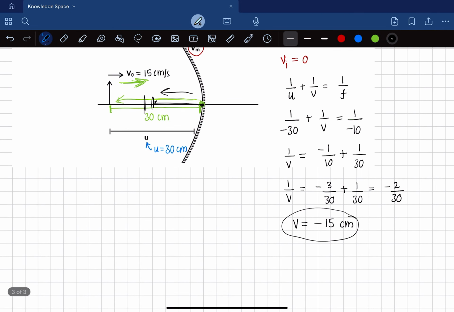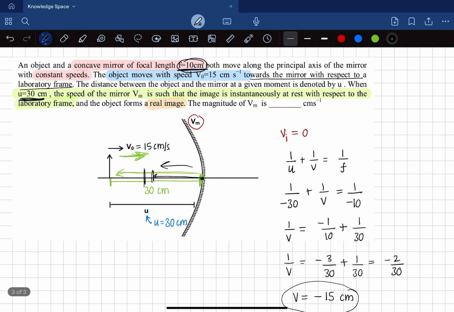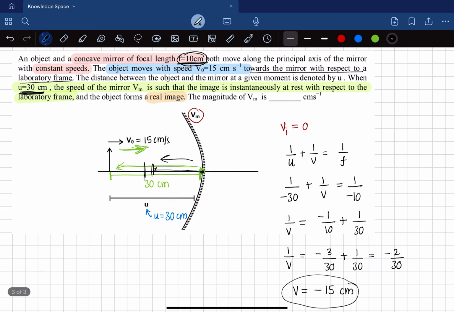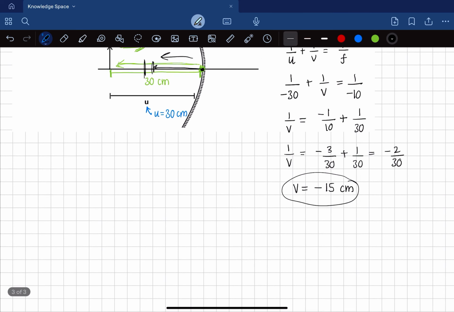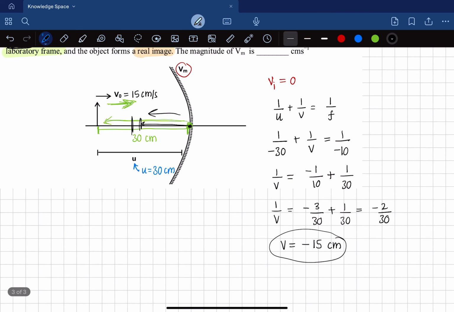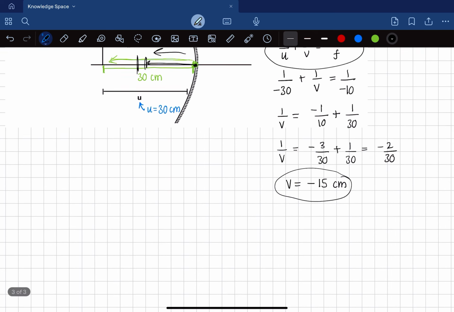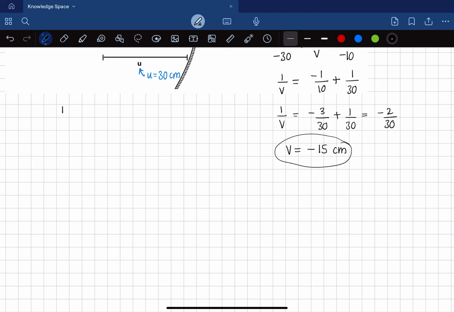Okay, so now what we're going to do is we need to find the velocity of the mirror, right? So using the same thing that we have here, I'm going to rewrite that: 1 over u plus 1 over v is equal to 1 over f.